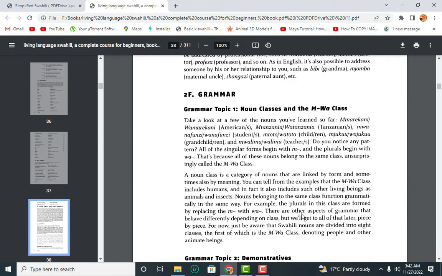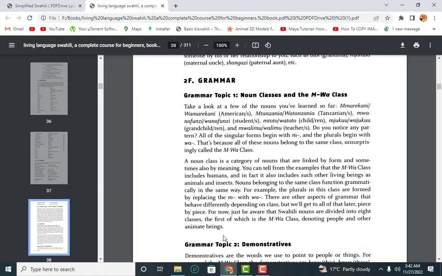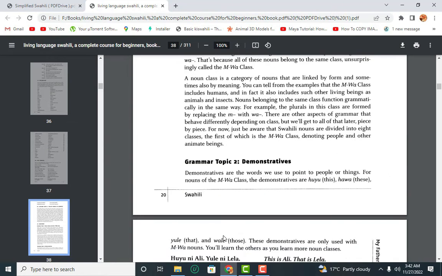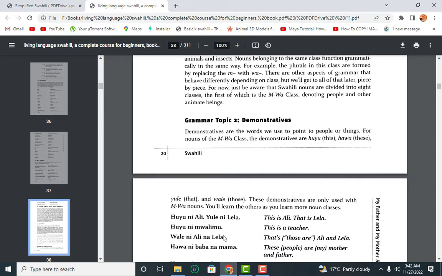There are other aspects of grammar that behave differently depending on class, but we'll get to all of that later, piece by piece. For now, just be aware that Swahili nouns are divided into 8 classes, the first of which is the mwa class, denoting people and other animate beings. We're going to look at the demonstratives of that class.